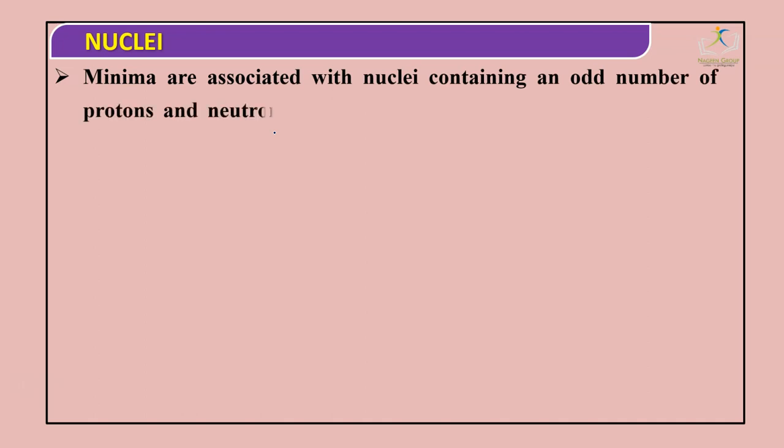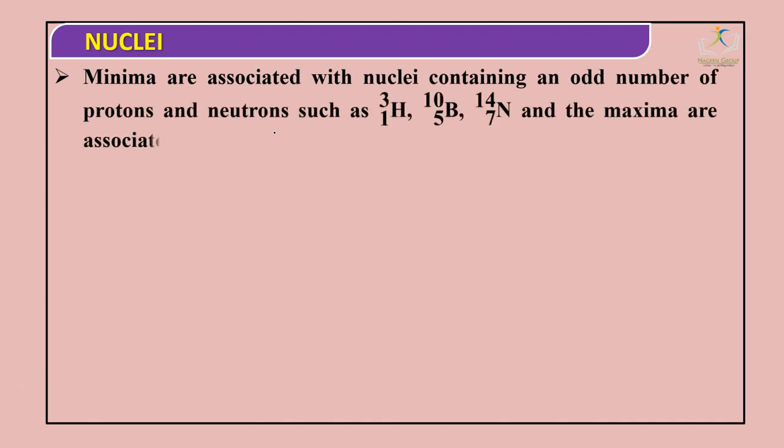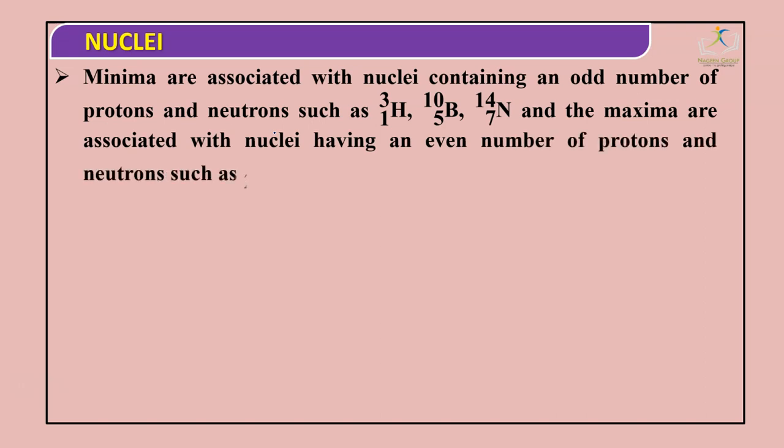So the minima are associated with nuclei containing an odd number of protons and neutrons, such as tritium, a form of hydrogen, 1H3, boron 5B10, and nitrogen 7N14. The maxima are associated with nuclei having an even number of protons and neutrons, such as 2He4. Helium has 2 protons; as I told you, number of protons plus number of neutrons gives the mass number, which is 4. Also C-12 and O-16, like this.